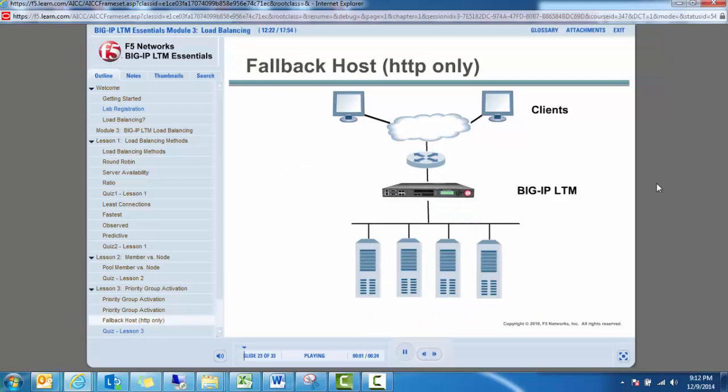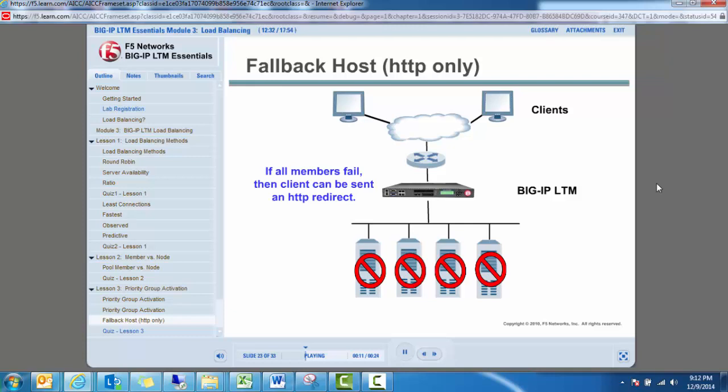The fallback host feature, which is designed for the HTTP protocol only, comes into play if all members in a pool are unavailable. Using the fallback host feature, BIG-IP sends an HTTP redirect to the client rather than sending no response at all. Let's take a minute and see how well you understand the priority group activation feature.